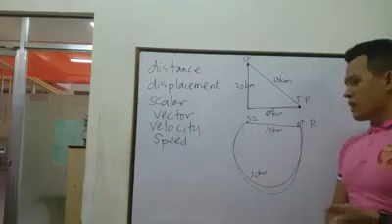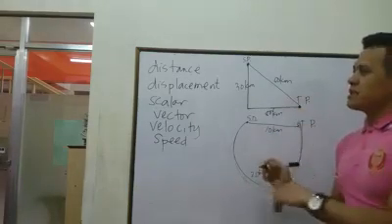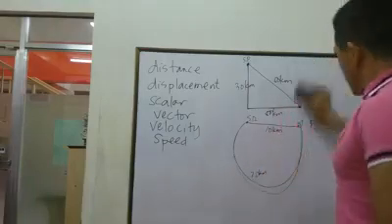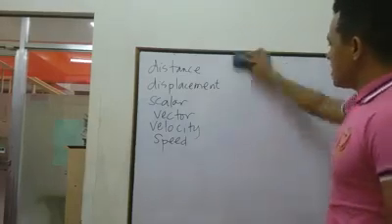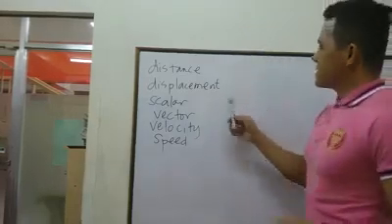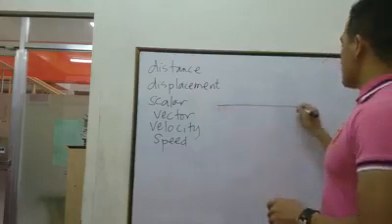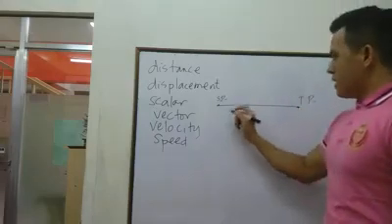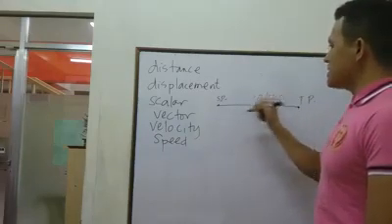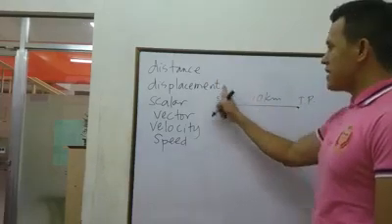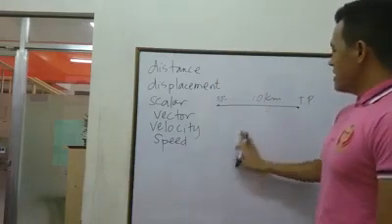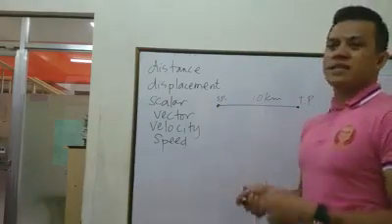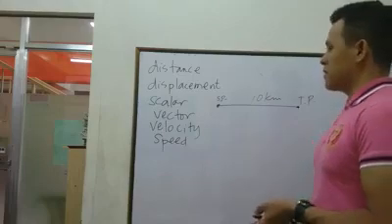Now the question is, when would distance and displacement be the same? These two quantities would be the same if an object travels in a straight path. Let's say this is my starting point and the terminal point. If this is 10 kilometers, the distance that I covered would be 10 kilometers, and my displacement is also 10 kilometers. When an object travels in a straight path, always remember displacement and distance are equal.